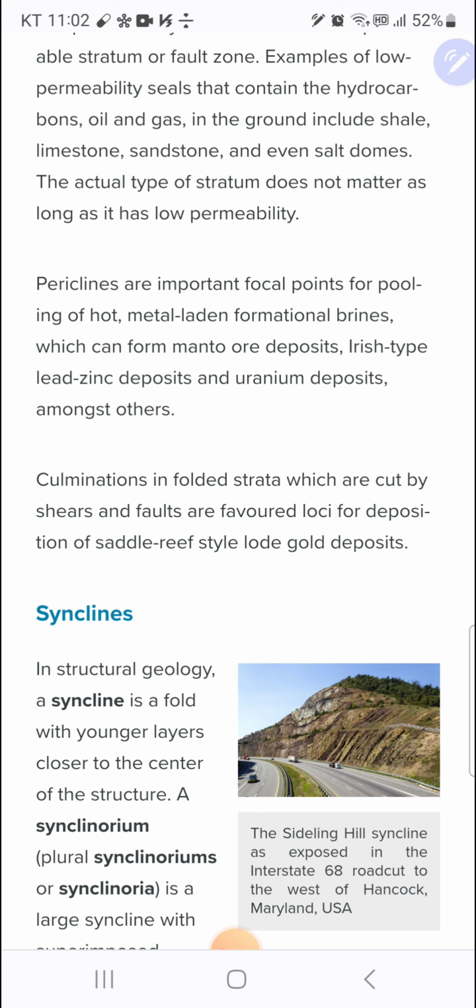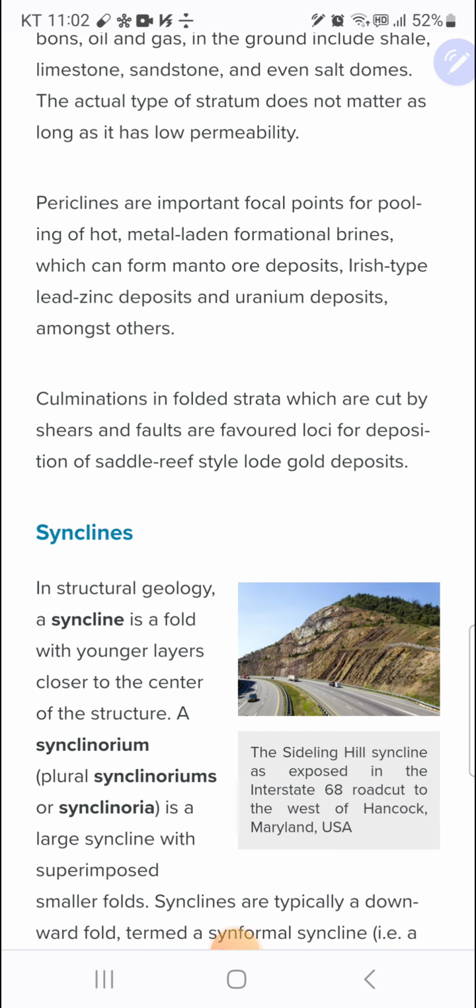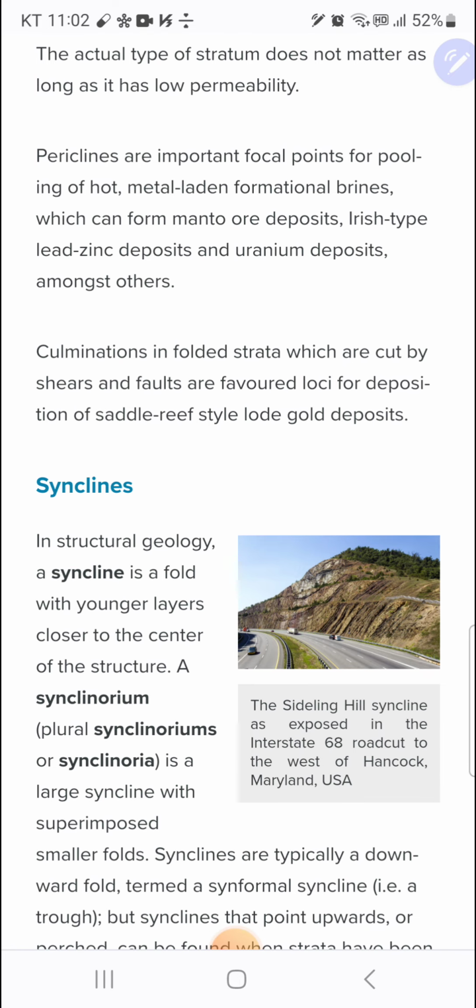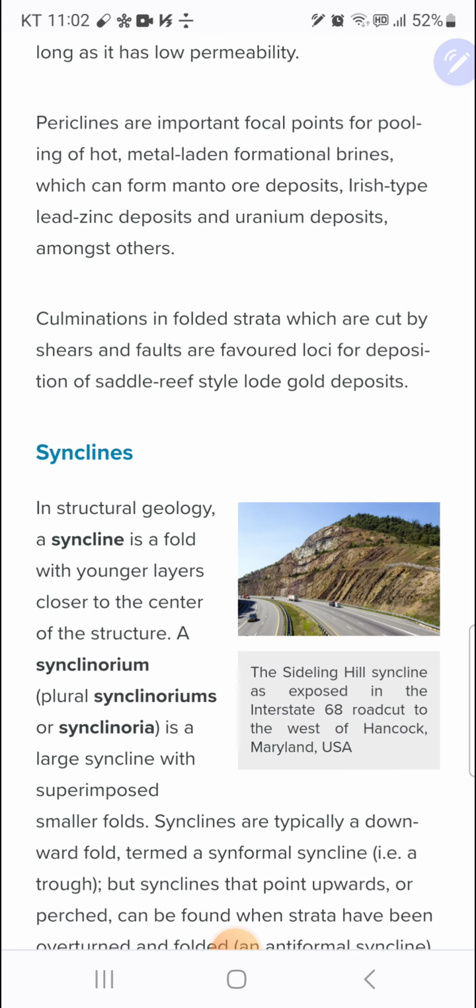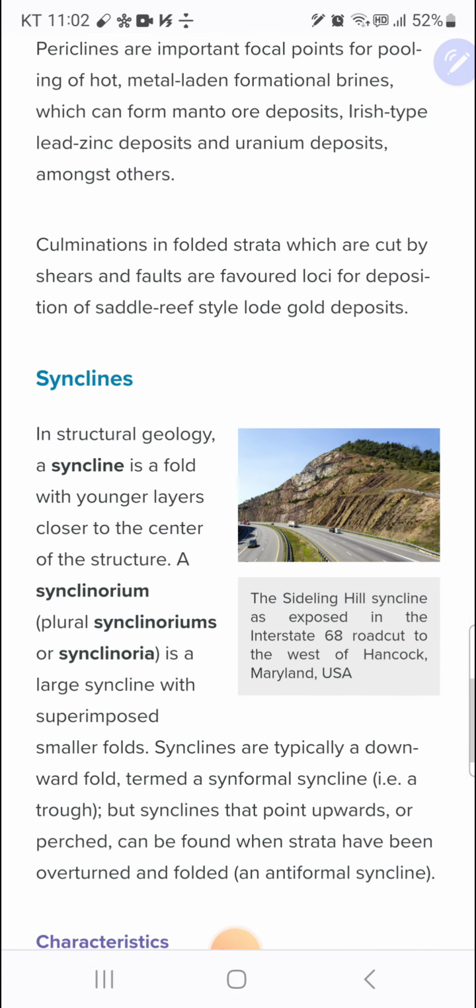Anticlines are important focal points for pooling of hot, metal-laden formational brines, which can form mantle ore deposits, Irish-type lead-zinc deposits, and uranium deposits, amongst others.